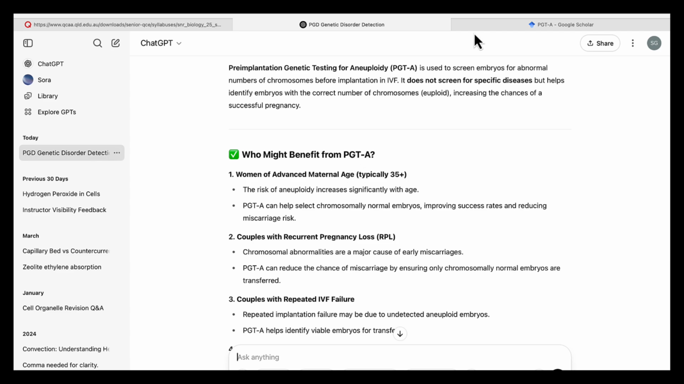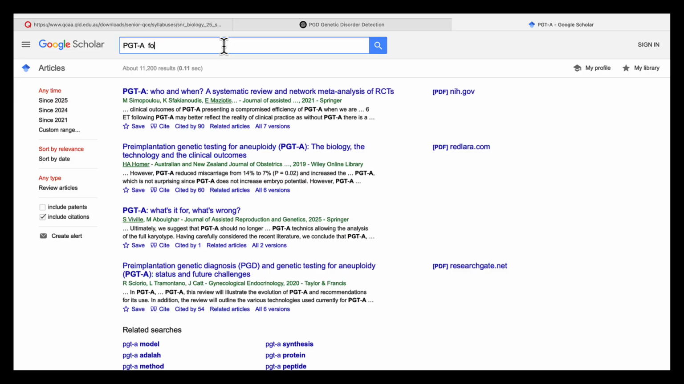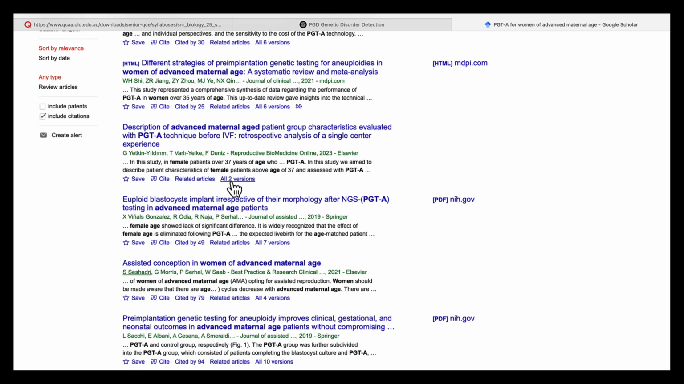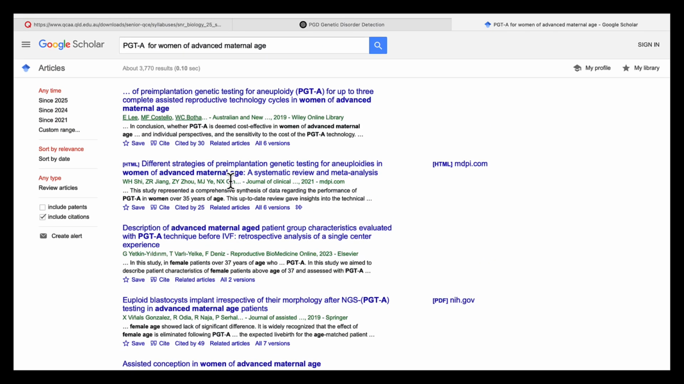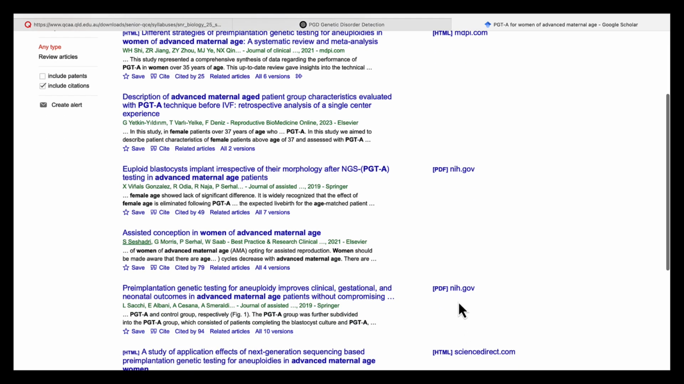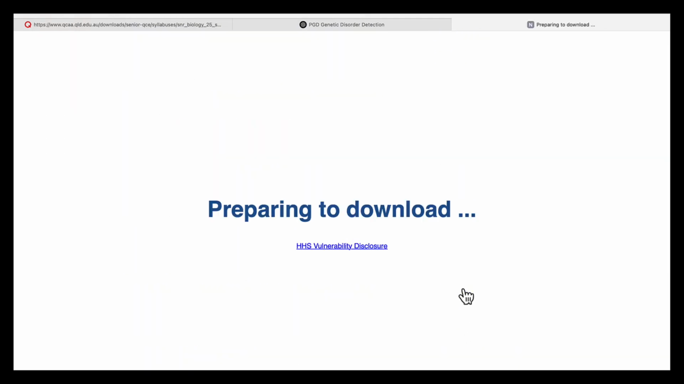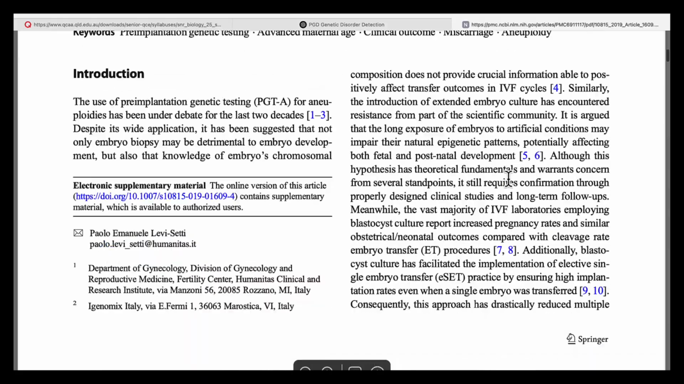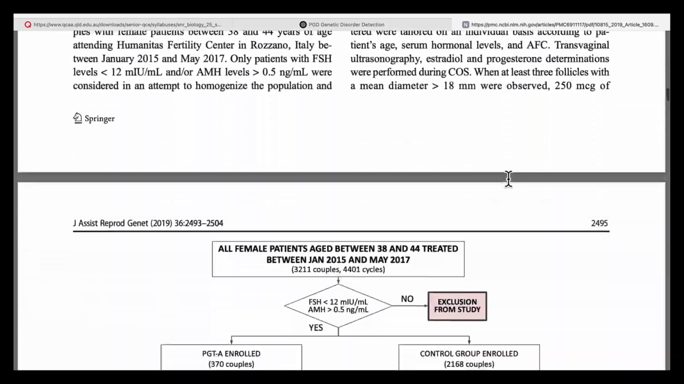So let's go back to Scholar. PGTA for women of advanced maternal age. Okay, so we've got a bit of an idea of what we want to look for. What we need to do is see if we can find evidence that we can use, and then if we can, we're going to write our research question. We want to find papers that we can access for free, and those are the ones that have a link over to the side. So let's have a look at this one. We're looking for tables or graphs ideally.